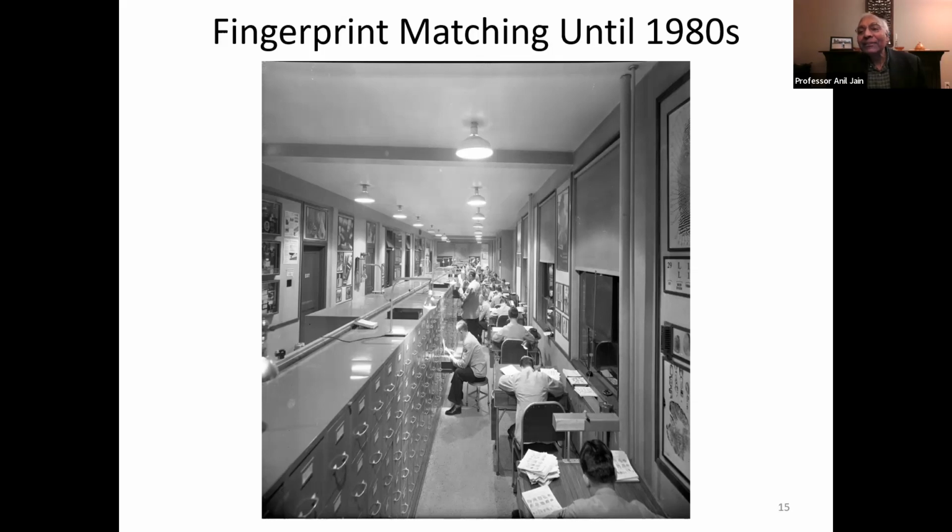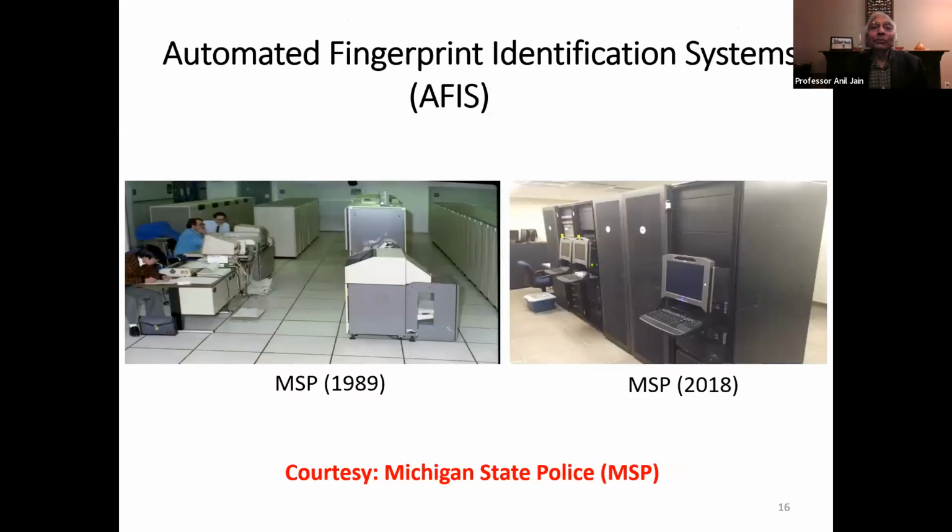Of course, we didn't have as many criminals in the 1960s and 70s, so the size of the FBI database is 150 million now. In 1960, it was maybe hundreds of thousands. But still, it was a very tedious job. The next slide, please. And then the computers came.